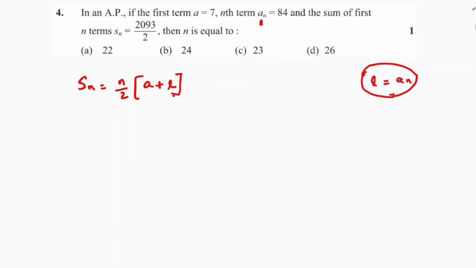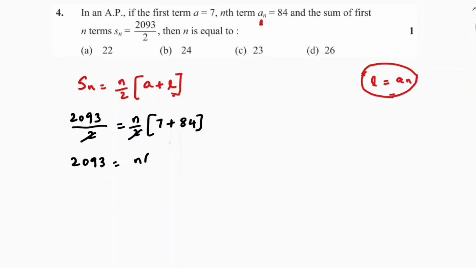So Sn, the sum of n terms, is 2093 by 2. I need to find n. So n by 2, a is 7, L is 84. Here 2 and 2 get cancelled. 2093 equals n into 84 plus 7, which is 91. So 2093 by 91 is n. So n equals 2093 by 91.